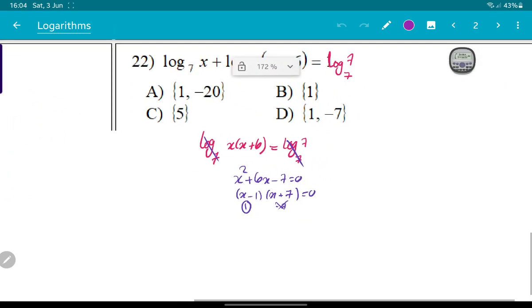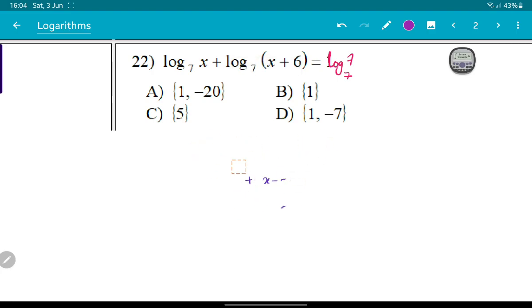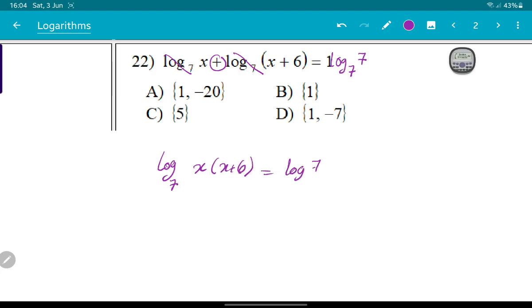Let's go back to the first example we saw here. Log 7. We need to add log 7 base 7. Okay. Multiplication. We can bring it back to addition. Sorry, this is addition. We can go back to the multiplication. So this is log base 7 of x multiplied by x plus 6. And this is log 7 base 7.